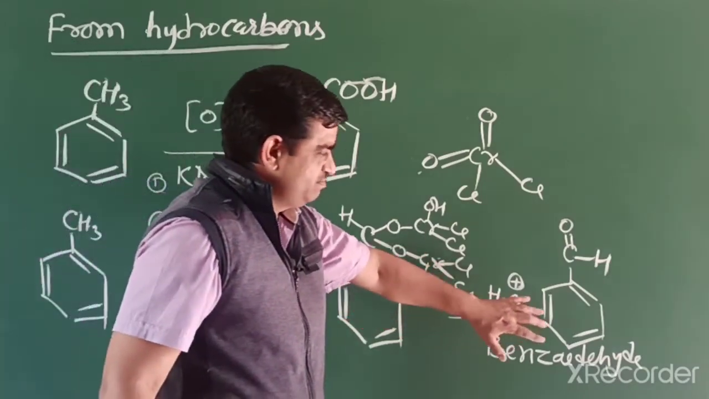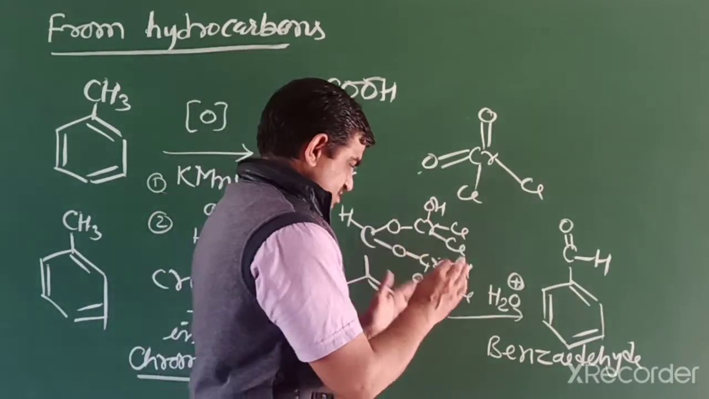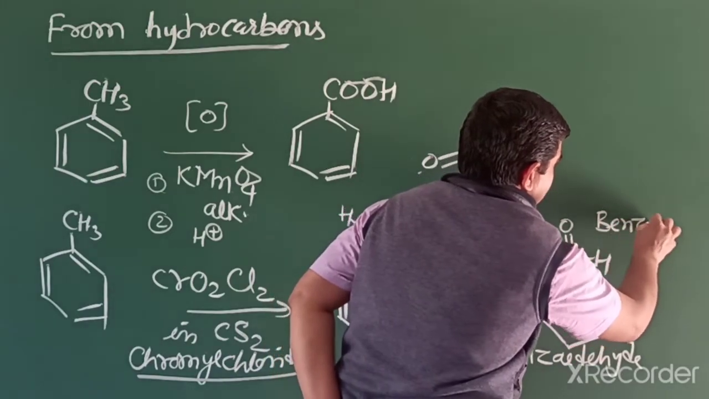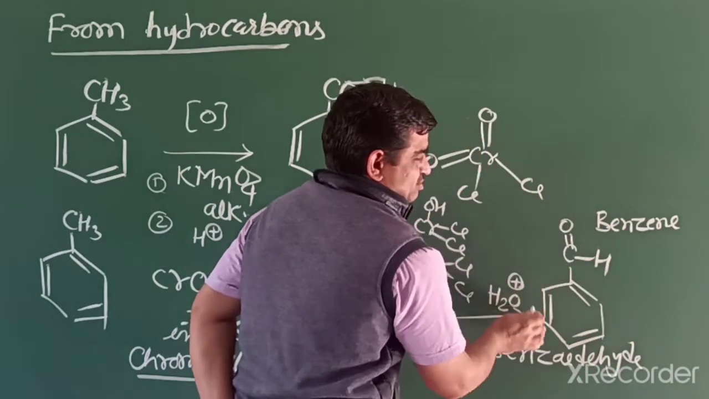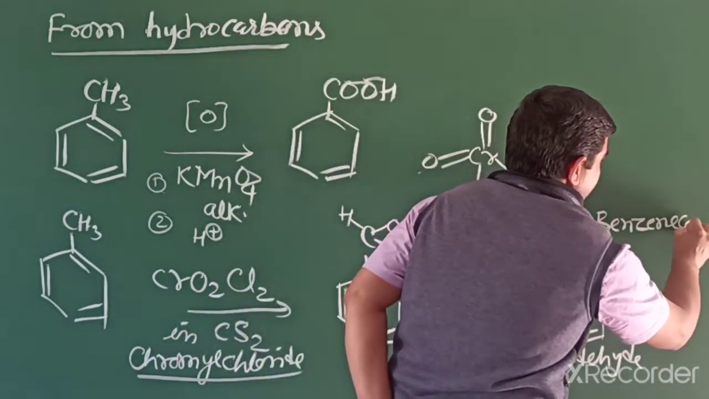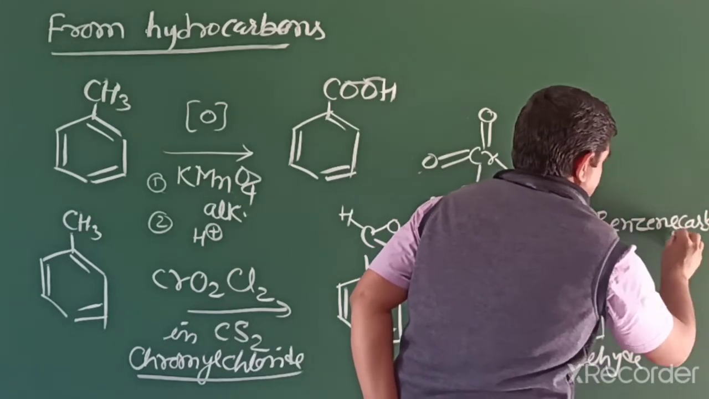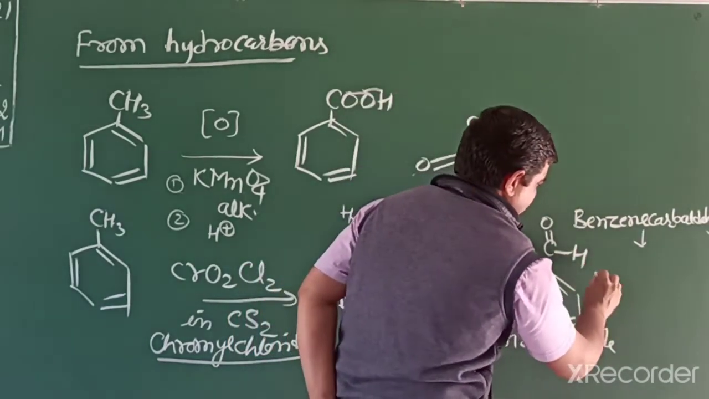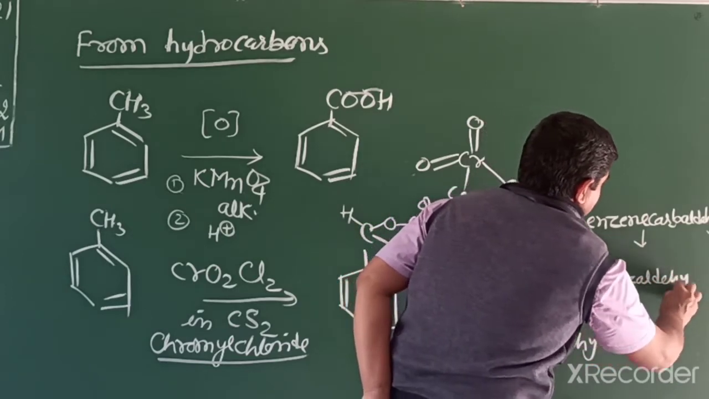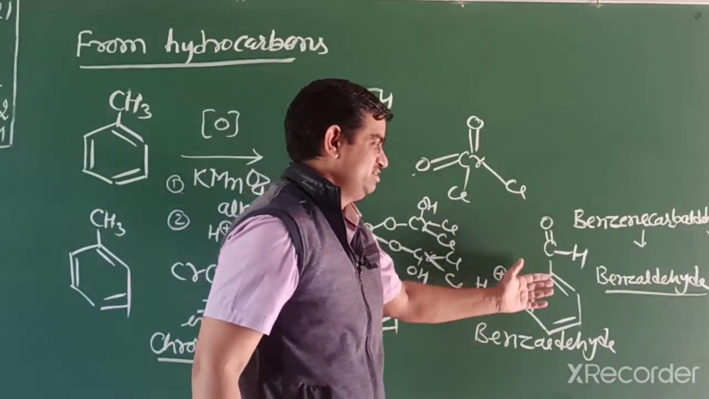Its IUPAC name we can write as benzene carbaldehyde, but benzene carbaldehyde is accepted as benzaldehyde by IUPAC. It is benzene because this is a benzene ring, and this carbon is not included in the nomenclature, so we write carbaldehyde. So in IUPAC nomenclature we normally write benzaldehyde.